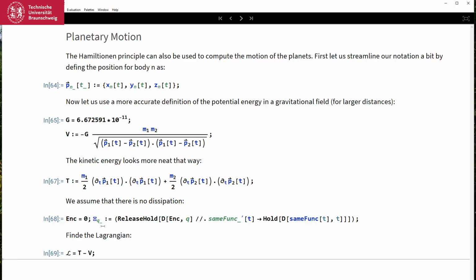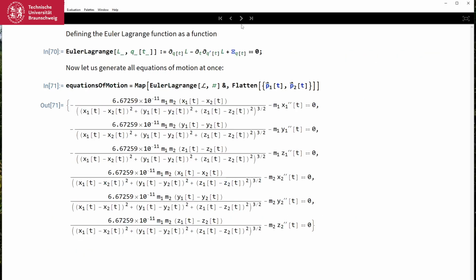Why are we talking about this? Okay, we want to see a little bit about planets. It's Friday.